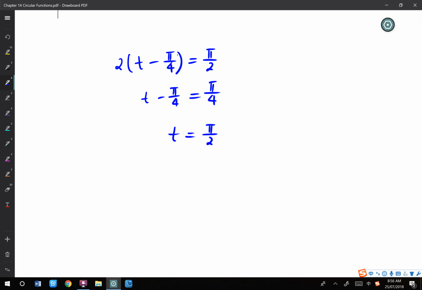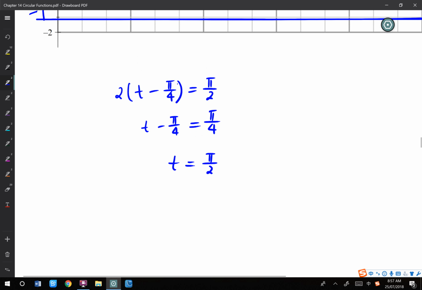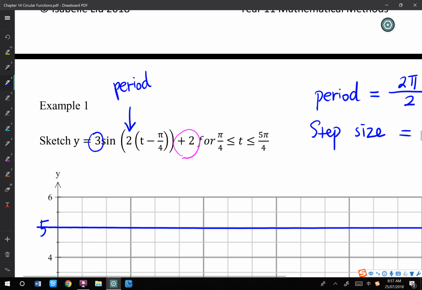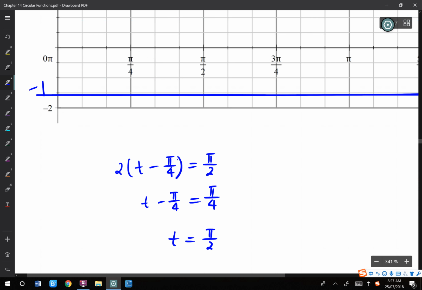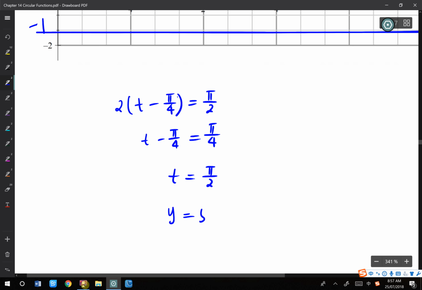This t will make the sine become 1. But there's still a chance it can be a maximum or a minimum, so you need to decide. This t makes the whole sine become 1, so 1 times 3 plus 2, y equals 5, which is the max.